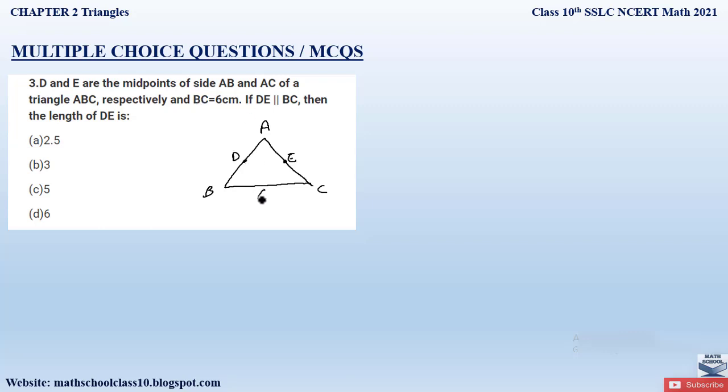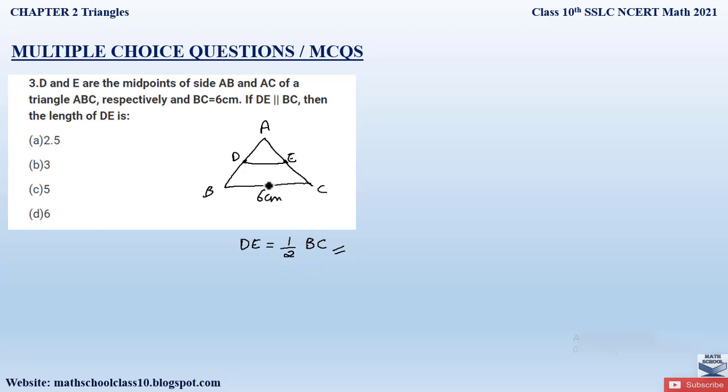BC is 6 centimeters. Then if DE is parallel to BC, so this DE we will join, which is parallel to BC, then the length of DE is. So always remember, when they have given that two points are midpoints of two sides of a triangle and it is parallel to the third side BC, then this line DE will be half of BC. So this is very much important, which you have to remember.